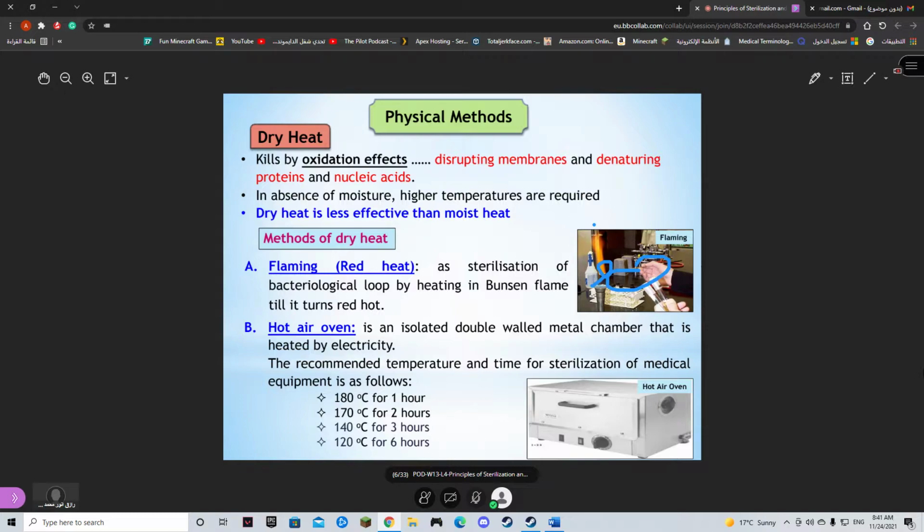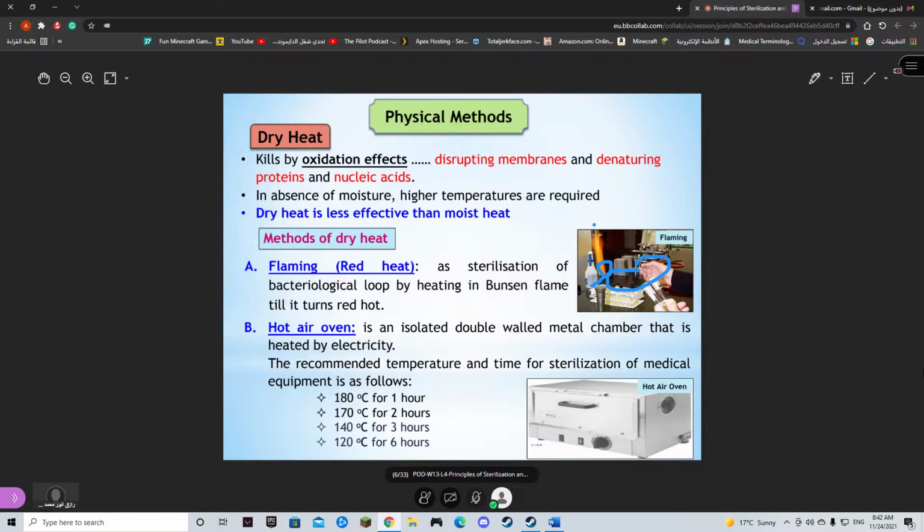The other method we have is the hot air oven method. This is very important for your metal equipment, like scissors and forceps, because you are not supposed to put them in moist heat, as it may be corrosive. You also need to sterilize powders and greasy materials like paraffin, which are applied to patients and used in the microbiology lab. These things are very important, and they need to be sterilized before use. So we have this method.